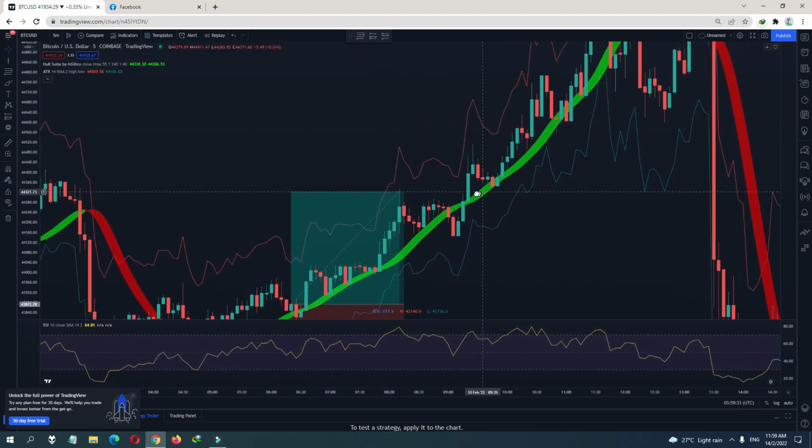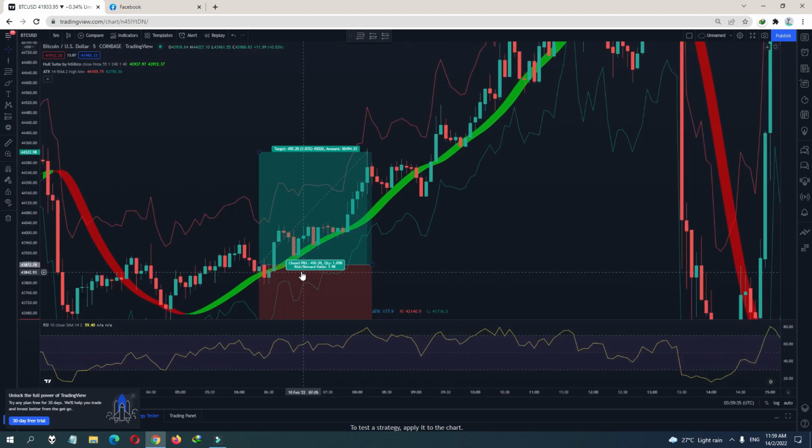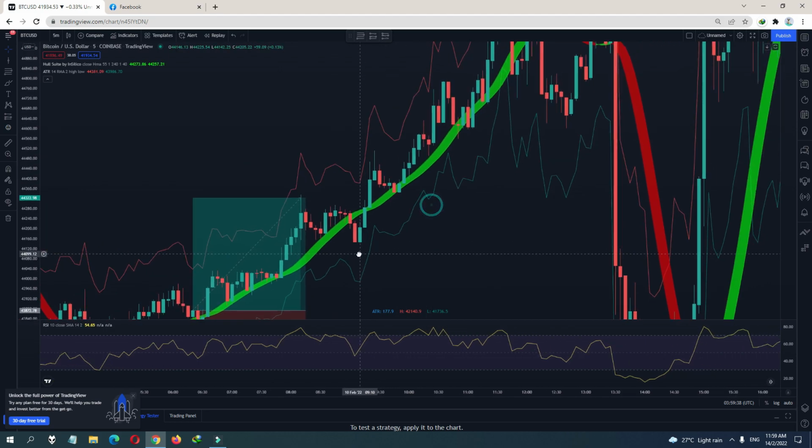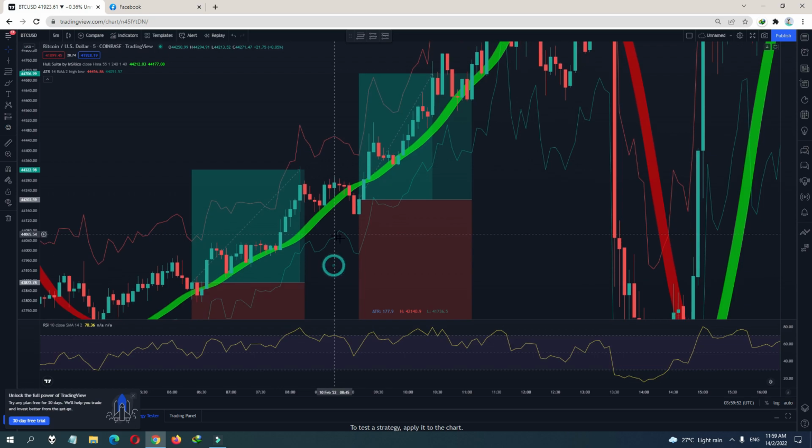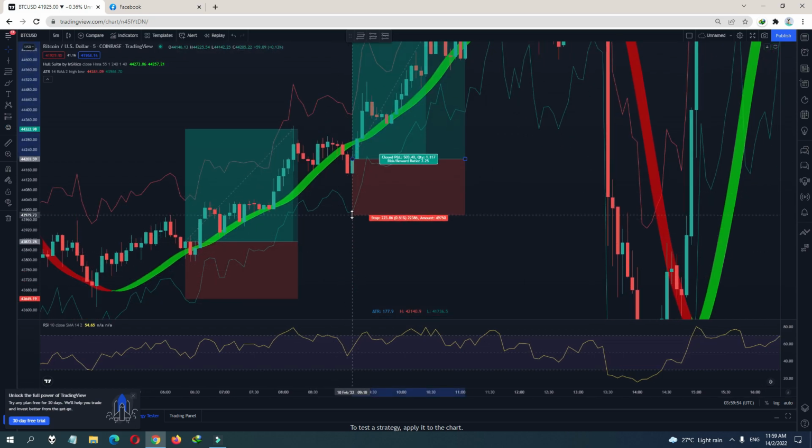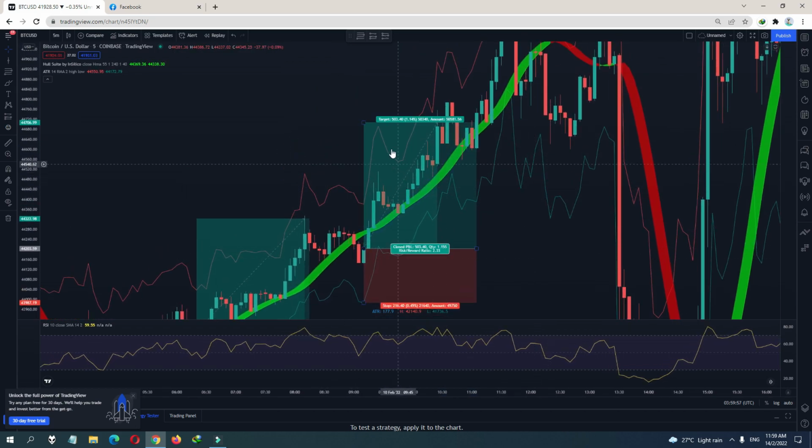Okay, so let's see. We have another signal here. It goes below 50, and it goes back up to 50, and the Hull Suite is green. All right, so that's our buy. Stop loss is the band. All right, so it's very easy.